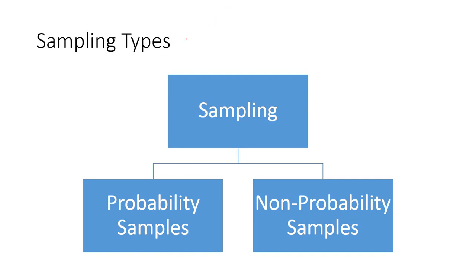What are the types of sampling? At a broad level, sampling can be of two types. One is probability samples, and the other one is non-probability samples. So the sample that you derive or extract from the population can at a broad level be categorized into two types: probability samples and non-probability samples.